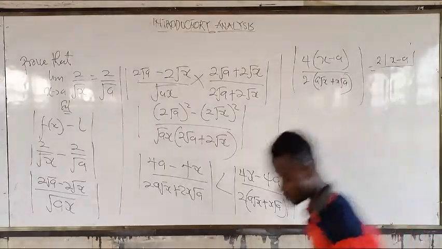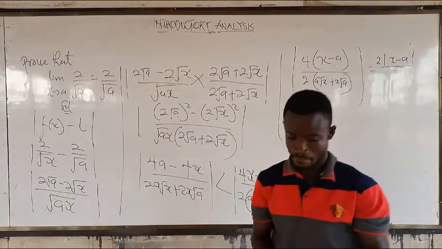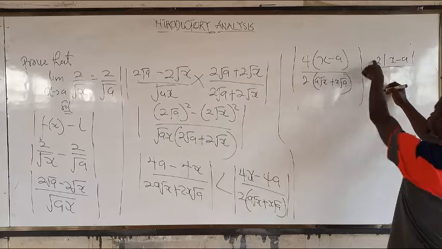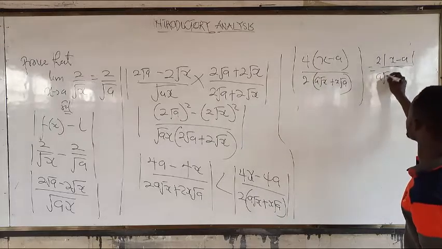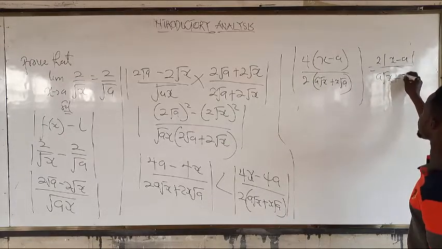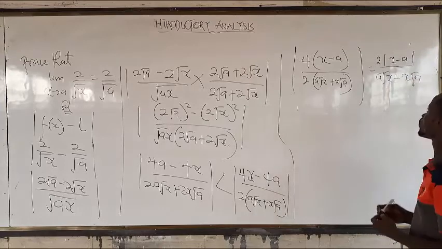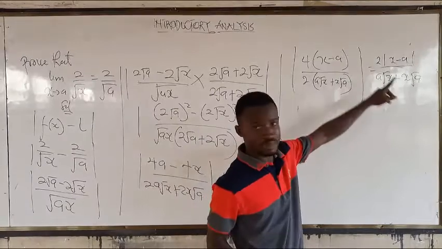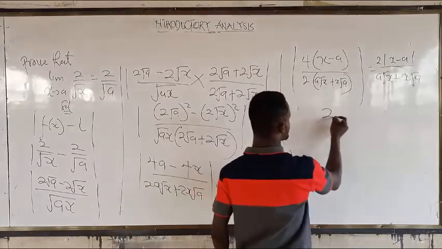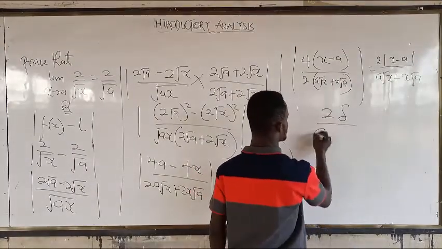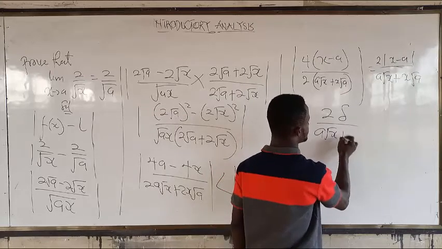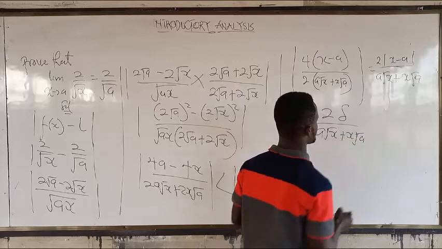Hope you are following. This goes to this 2. So a square root of x plus x square root of a. Alright, so you see we have been able to achieve x minus a. So we can replace that by delta over a square root of x plus x square root of a.